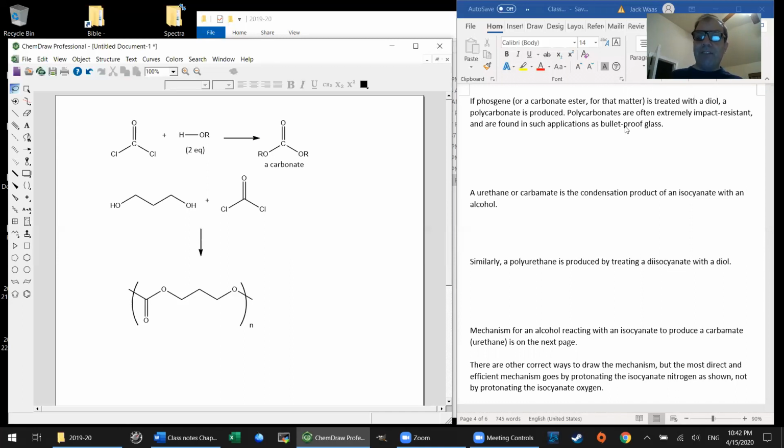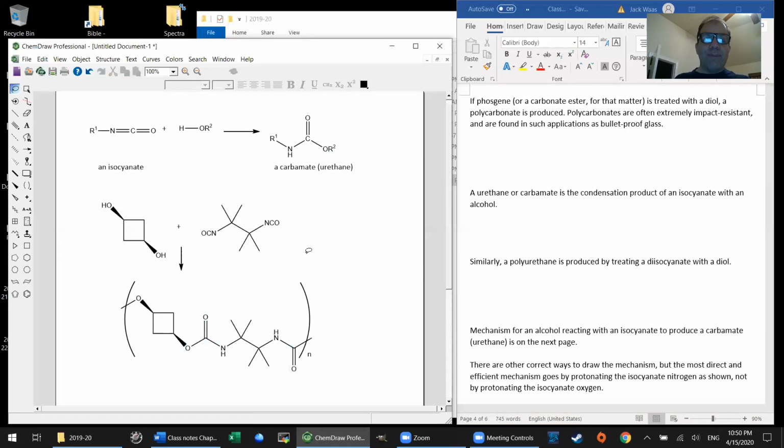Last but not least, we need to learn one last new functional group, just like we learned about carbonates just now. That functional group used to be called a urethane, but that's the old name. Nowadays, we call it a carbamate. So let's talk about polyurethanes next.